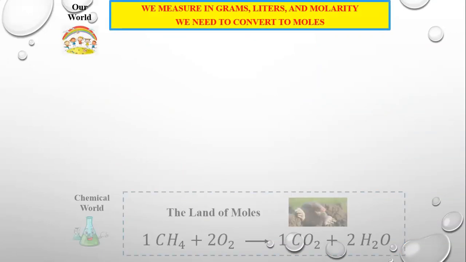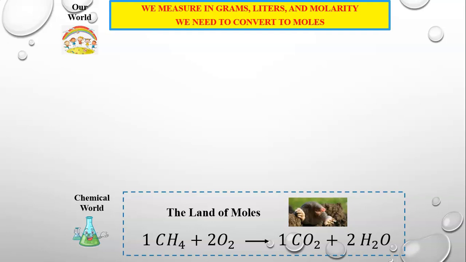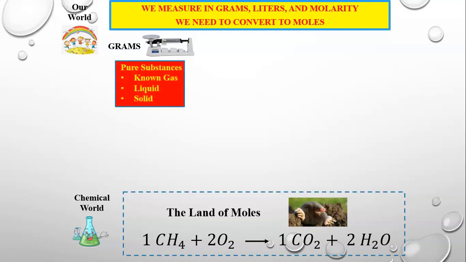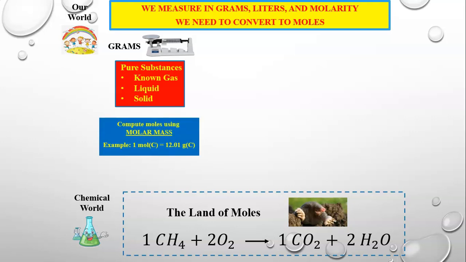Okay, so you look at this. We're going to isolate just one part of this. There's our world up on the top, and there's chemical world down on the bottom. So we work in grams. The chemical equation works in moles. We have the pure substances there. We do a molar mass conversion, and that gives us a number of moles that allows us to go into the equation, and then similarly allows us to come back out again later on. So that's what we're going to focus on in this lesson: grams to moles conversions.